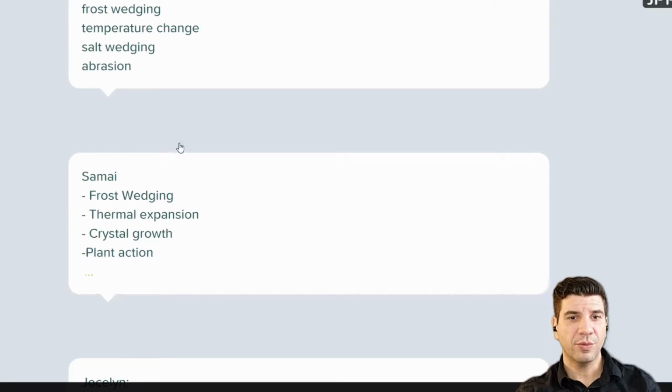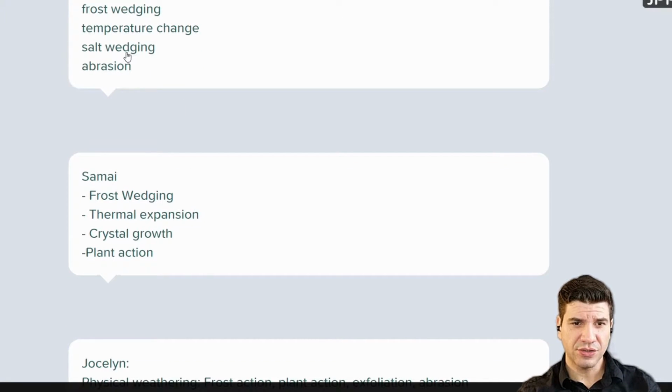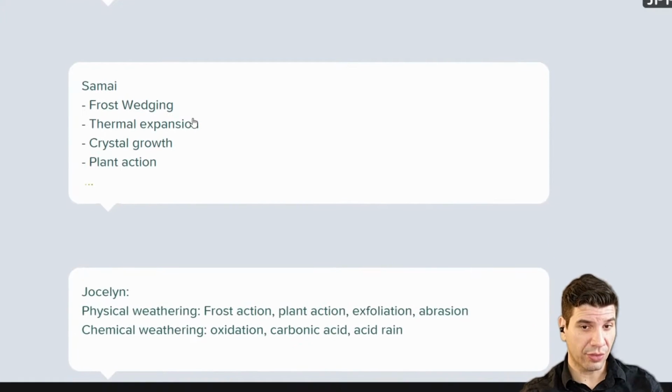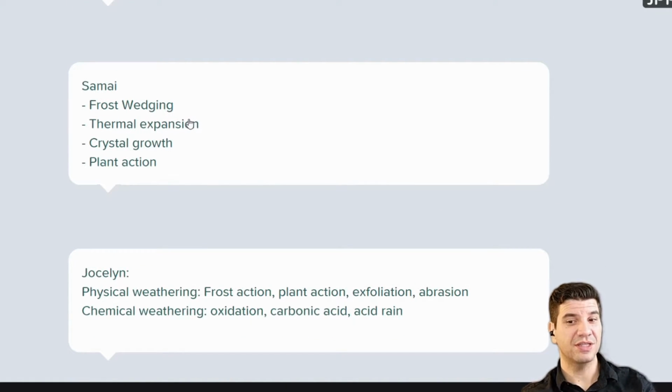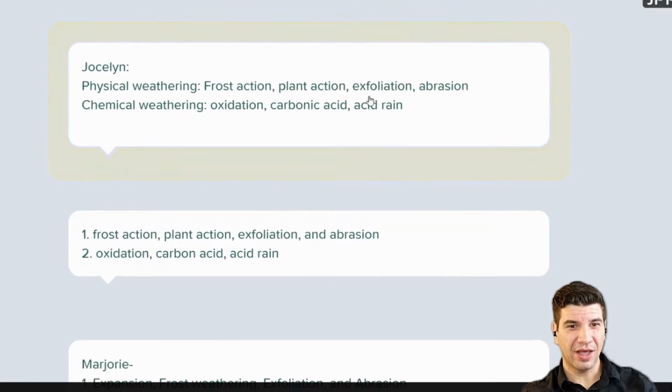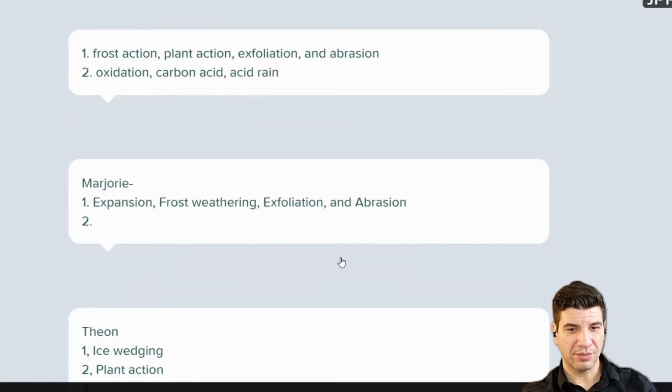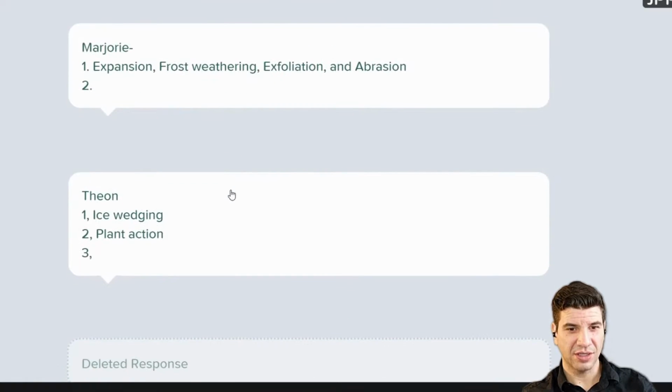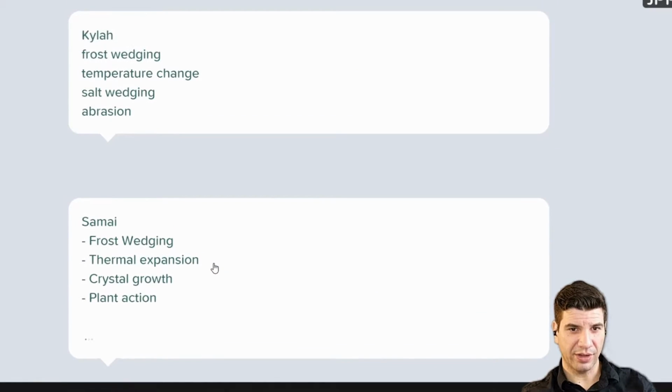All right, let's take a look at some of the responses. Frost wedging, temperature change, salt wedging, and abrasion. So we got frost wedging is one. We have root wedging is another. Abrasion is another. Temperature change can lead to thermal expansion, which can lead to exfoliation. We got some good ones on here. Abrasion, frost action, plant action, abrasion, exfoliation. Good. Yeah, so those are the primary physicals.